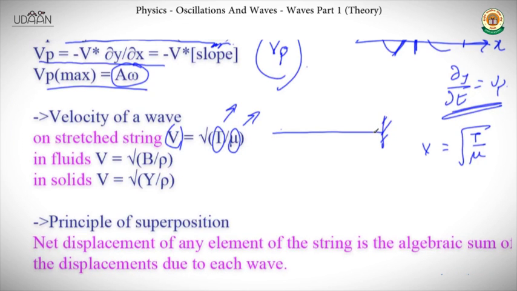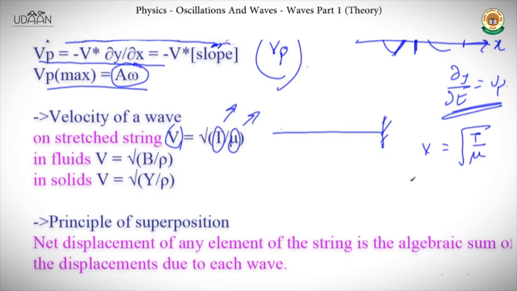And in fluids, the bulk modulus B is the most important parameter, and rho, the density, is again an important parameter for potential and kinetic energies. These two, again by dimensional analysis, give velocity as the square root of B by rho. And in solids, v equals the square root of Y by rho, where Y is the Young's modulus. So you notice a pattern here.